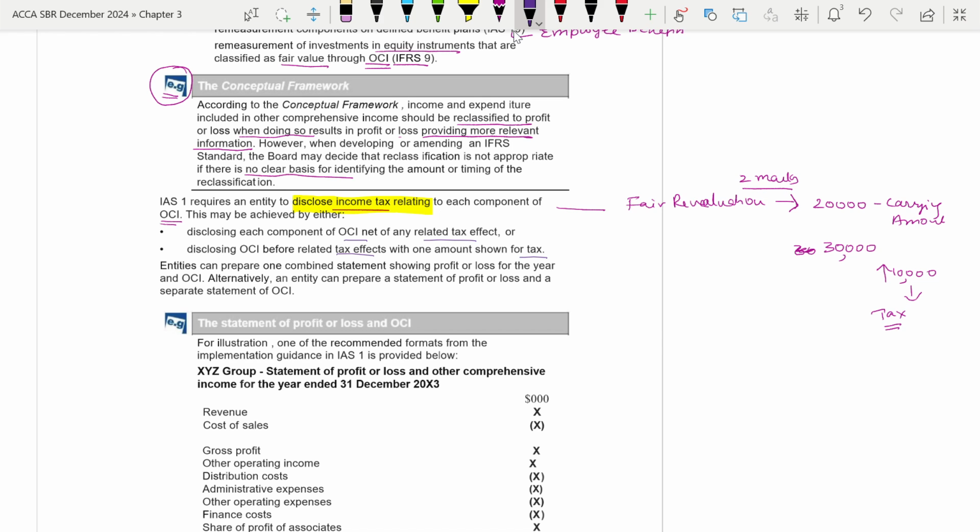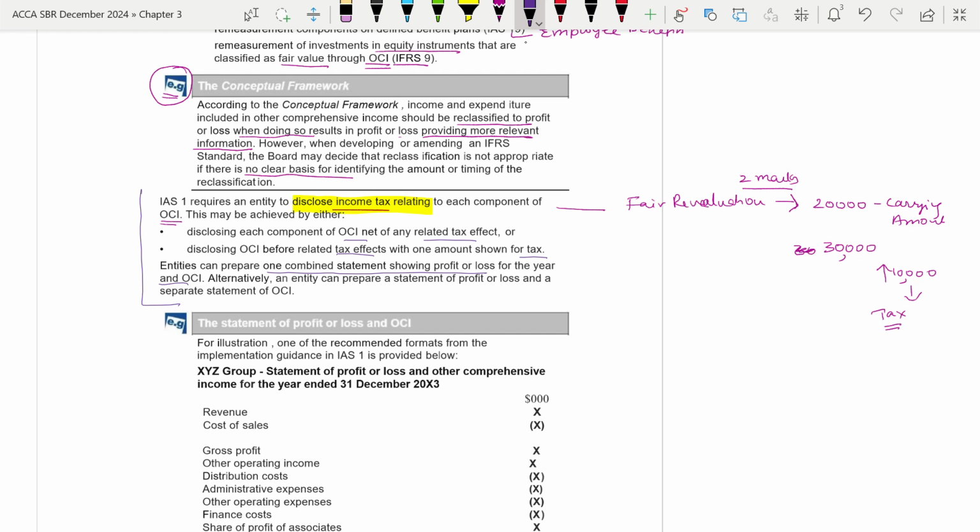Entities prepare one combined statement. Fine. One combined statement of profit and loss account and OCI. They will not prepare a separate statement. That's why I told you. Alternately, they can prepare two statements. Are you clear about this?